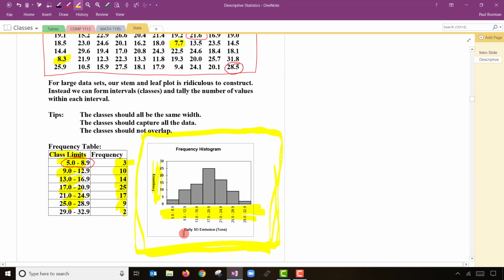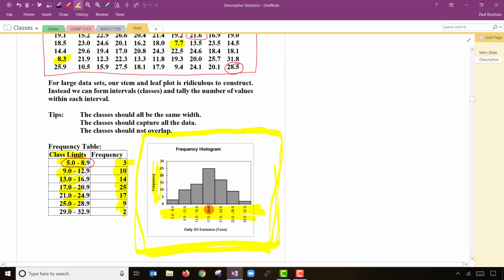We want to label the other axes. I did an okay job there. I have daily sulfur oxide emissions, and I put units. So that's good. And the y-axis will always just be frequency, so that's not so bad.